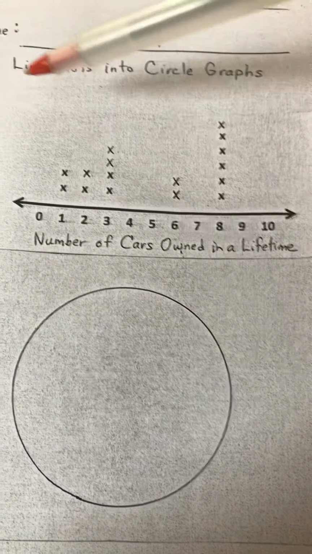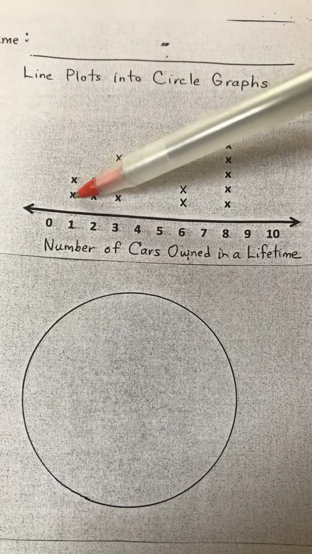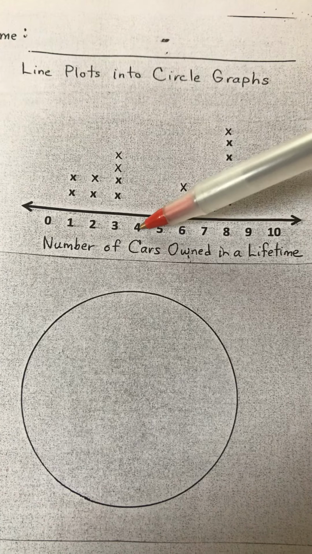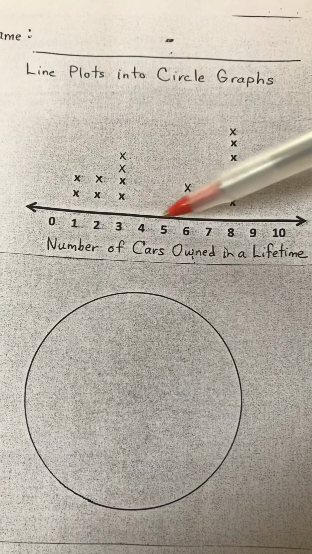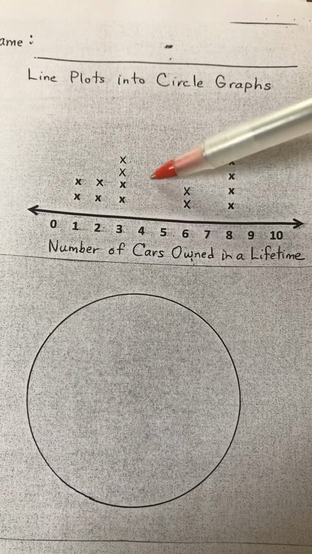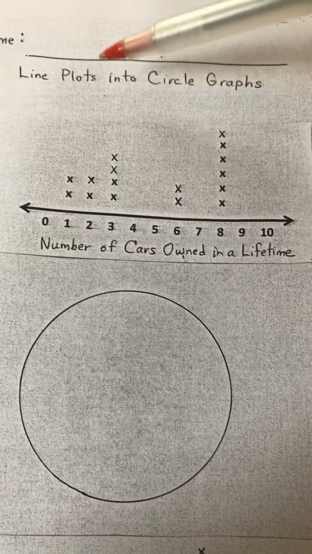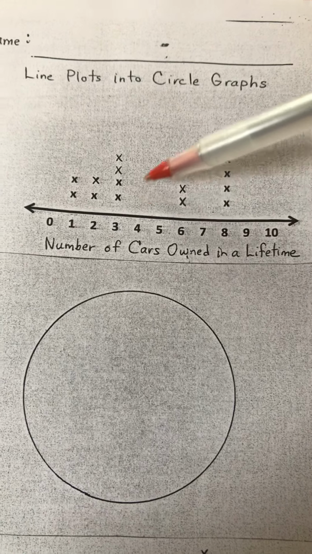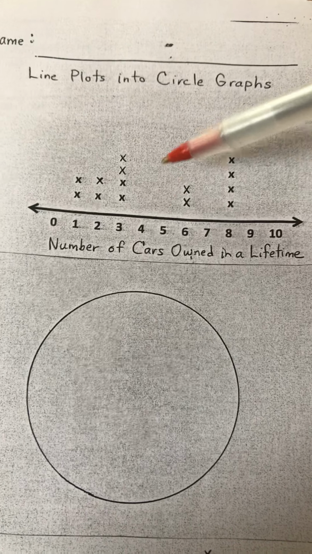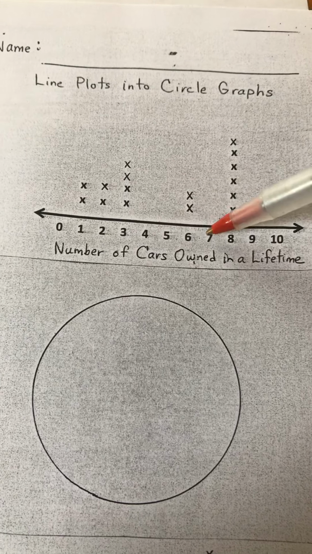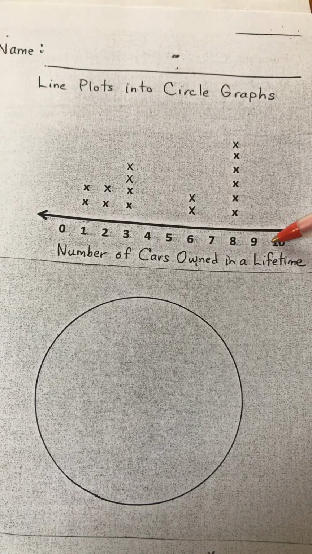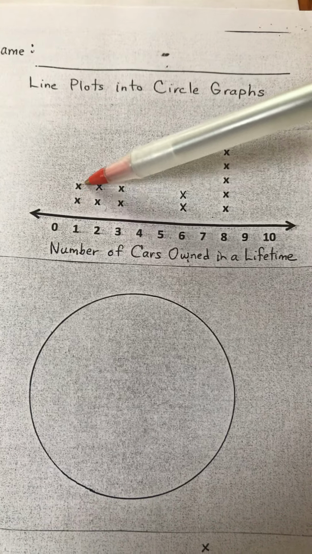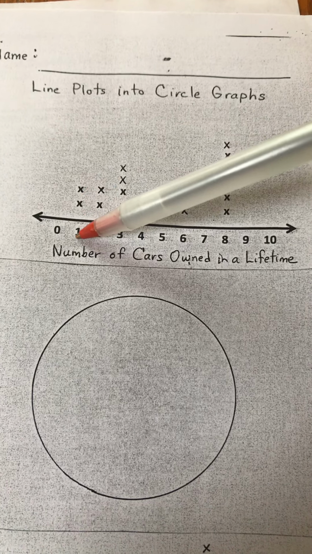All right, so if you remember, X's on the line tell us how many times each of these numbers appear in the data. So first of all, even though there's a 4 and a 5 listed at the bottom of the line plot, there are no X's above it, which means if this represents the number of cars that people owned in a lifetime, nobody had 4 cars. Nobody had 5 cars. So these numbers that don't have X's on them will not appear in the data. Okay? So it looks like there were 2 people in the survey that owned 1 car.